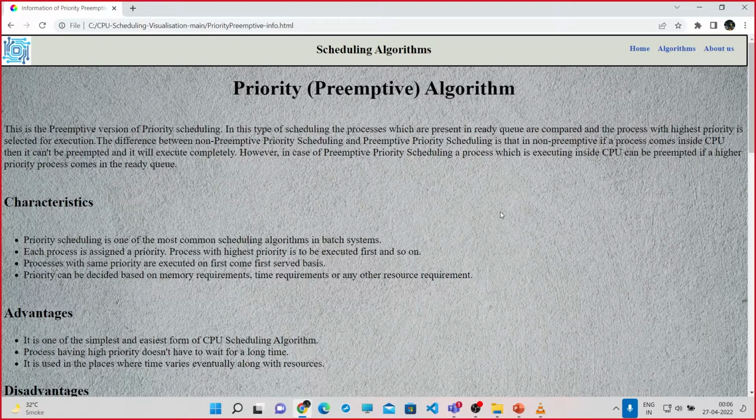In this type of scheduling, the processes present in the ready queue are compared and the process with the highest priority is selected for execution. The difference between non-preemptive and preemptive priority scheduling is that in non-preemptive, if a process comes inside the CPU, it can't be preempted and will execute completely. However, in preemptive scheduling, a process executing inside the CPU can be preempted if a higher priority process comes into the ready state. Now we will see an example.